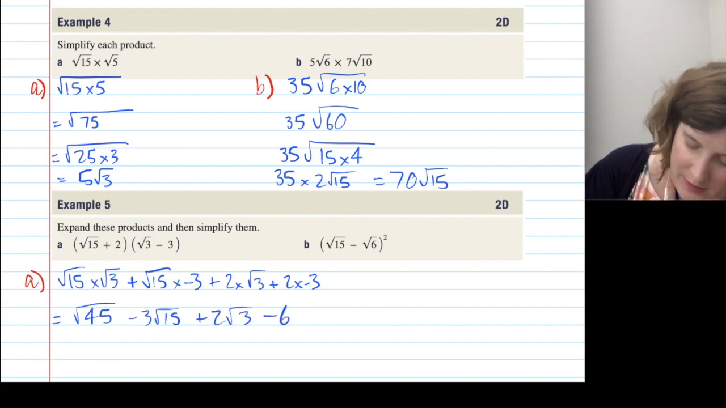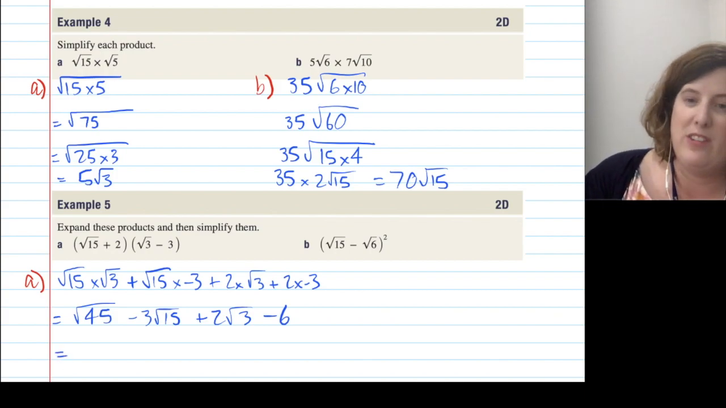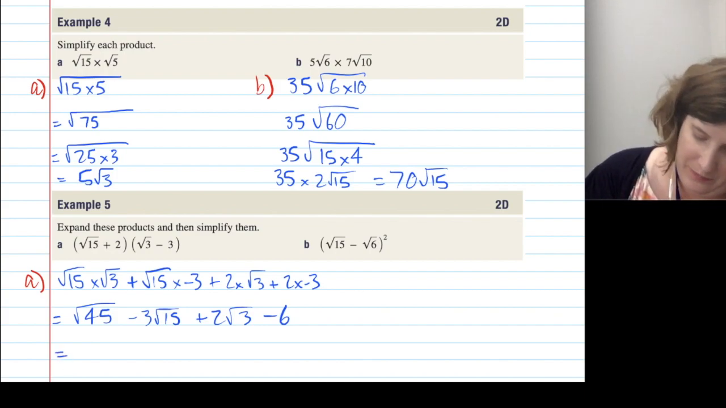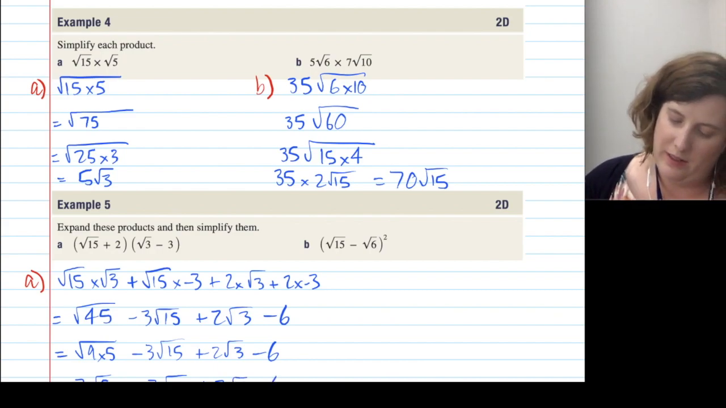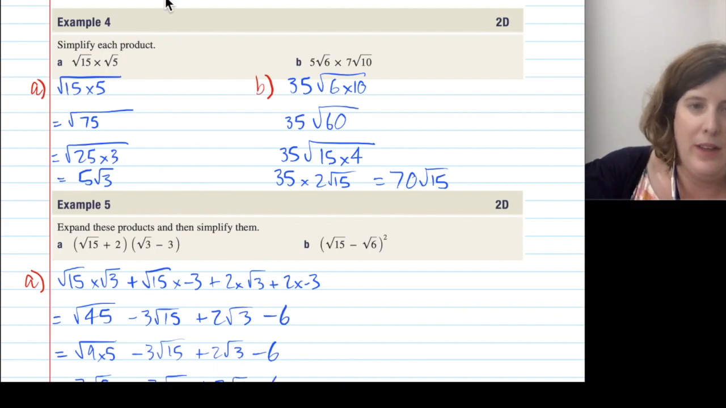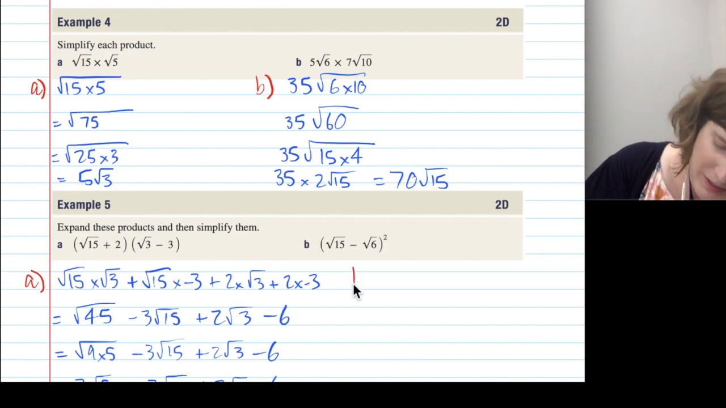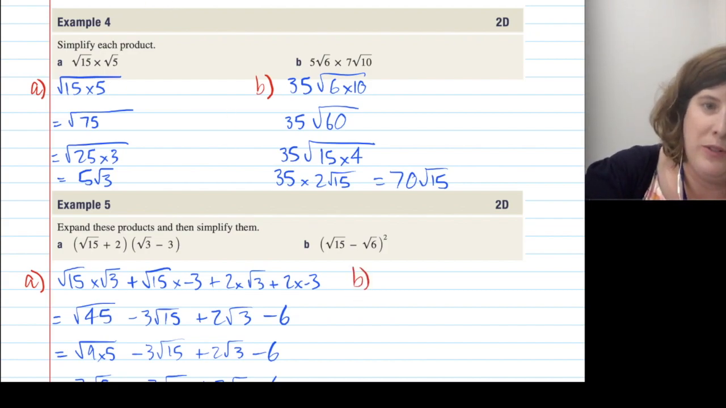And then take 6. 45, 9 goes into 45. 9 times 5, take 3 root 15 plus 2 root 3, take 6. Which means I've got 3 root 5, take 3 root 15 plus 2 root 3, take 6. And that's all we can do, that's it. Boom, that's the end.